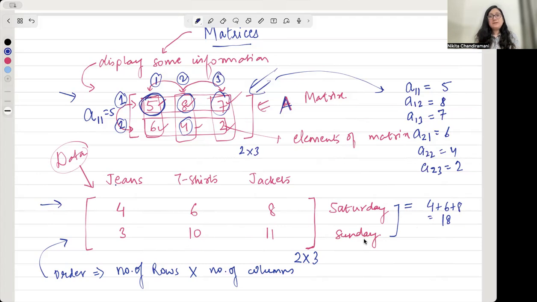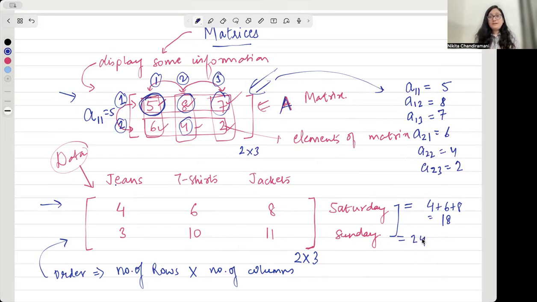So 3 plus 10 is 13. 13 plus 11 is 24, isn't it? Or if you add 10 plus 11, it's going to be 21. And 21 plus 3 is again 24. So we have got the addition of the elements of row 2, which is going to be 24.